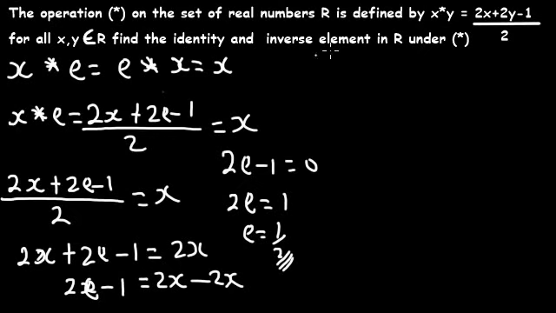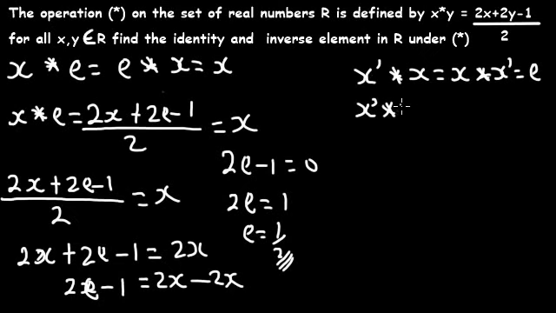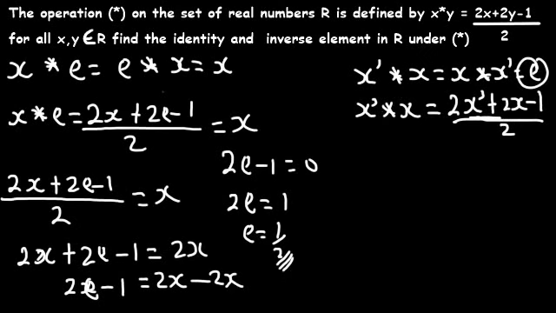So what about the inverse? From our knowledge, if the inverse exists, or let me use x this time around, the inverse x prime combined with x gives us x combined with x prime. And at the end of the day, the result provides the identity. So since the operation is defined as this, it simply means x prime combined with x is 2x prime plus 2x minus 1 all divided by 2. Now, since the result is equal to e, and e is equal to 1 half, we can set this equal to this.